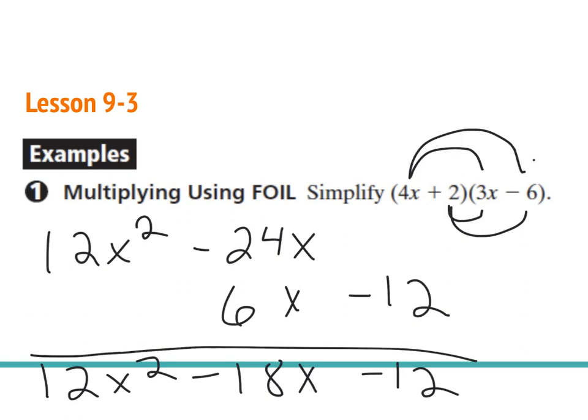And it's just a word we use to remind us that we're multiplying every piece of one binomial by every piece of the second binomial. We're distributing.